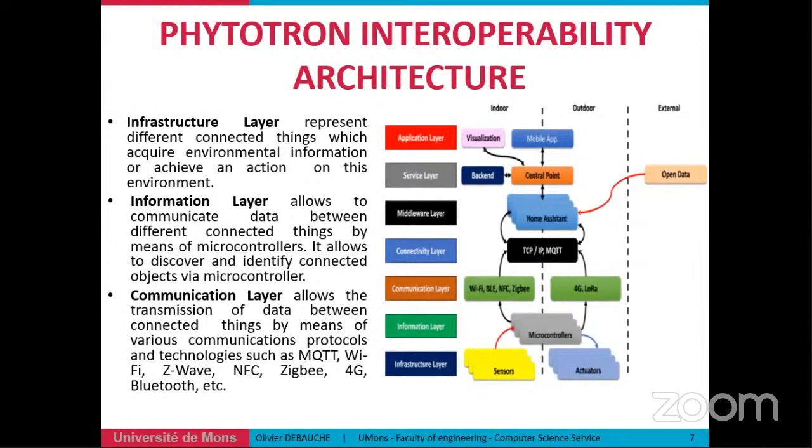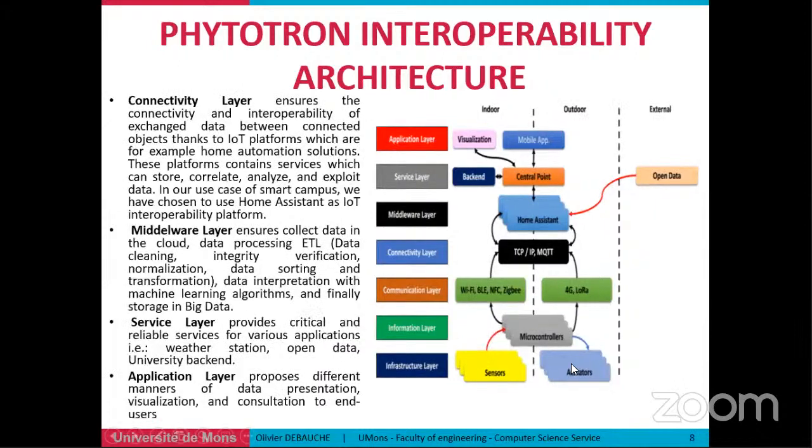In this figure, we have described each layer of our proposed architecture, which is based on 7 layers. The infrastructure layer represents the different connected things which acquire environmental information or perform an action on this environment. So we have in this layer the sensors and actuators that we have used in our Phytotron.